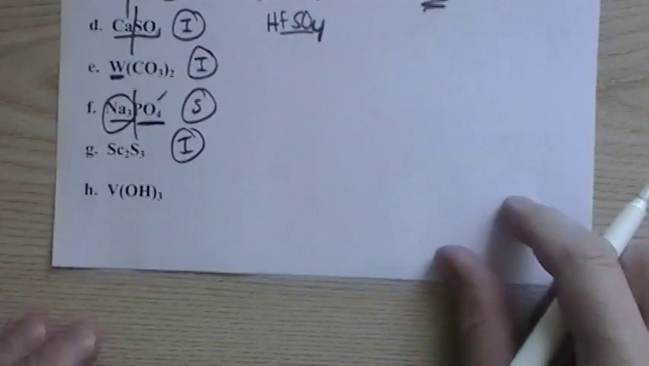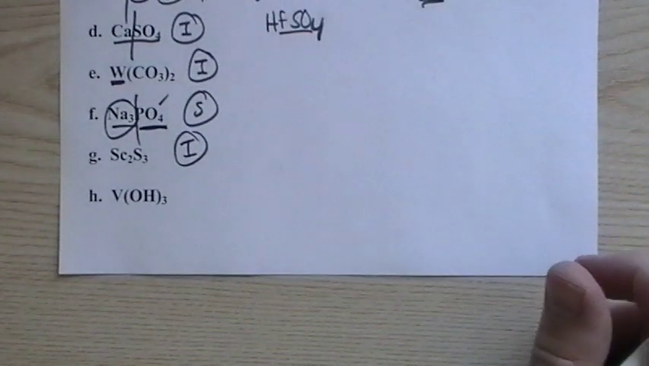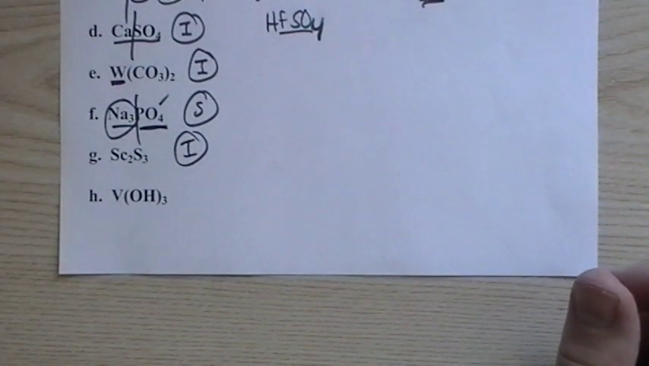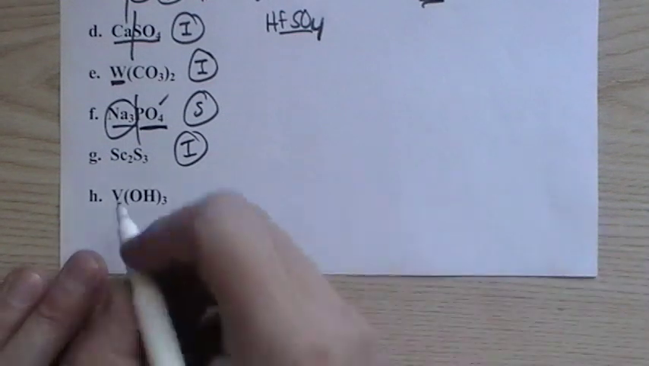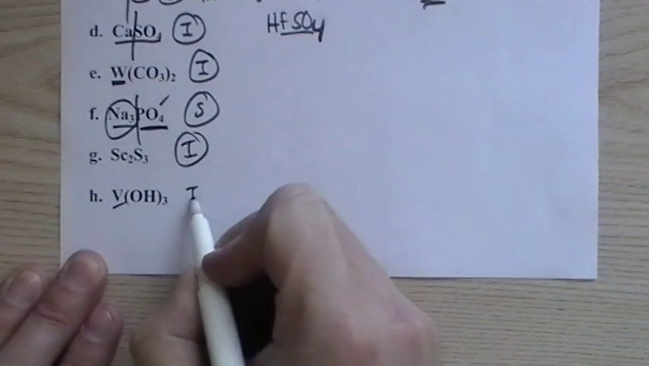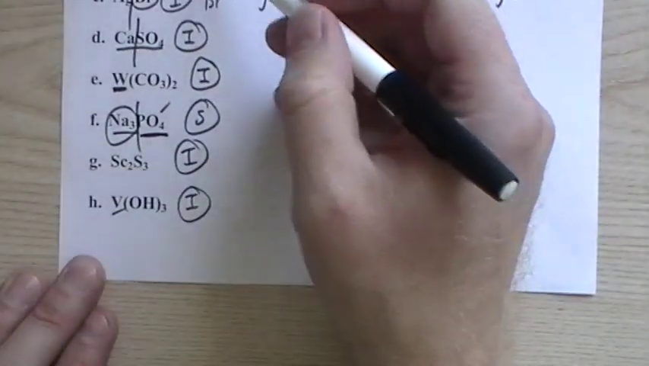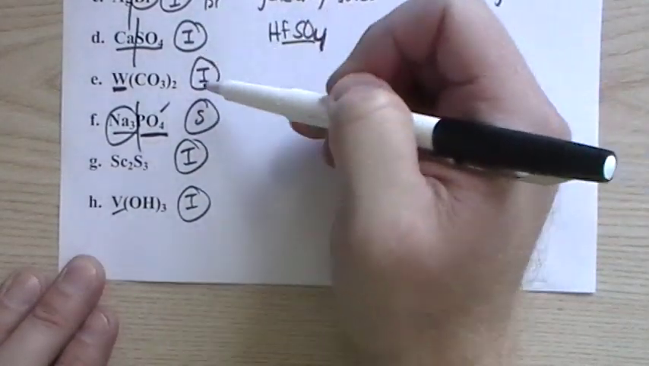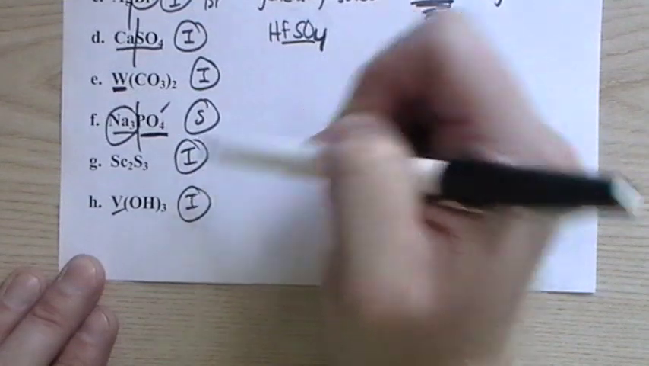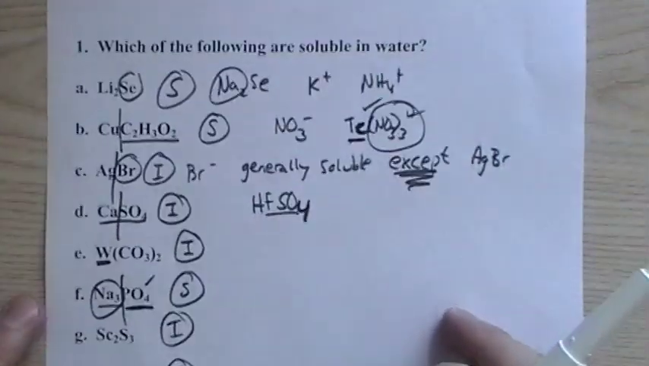And then hydroxides are generally insoluble, except for group 1A hydroxides, and calcium, strontium, and barium hydroxides. This is vanadium hydroxide, so insoluble. Just want to go back real quick to make sure as I'm saying this. Yep, everything's good. Go to the next problems.